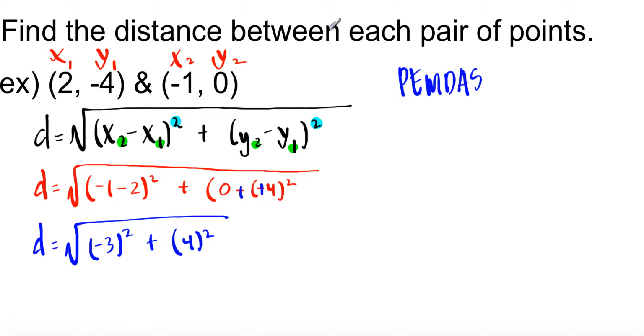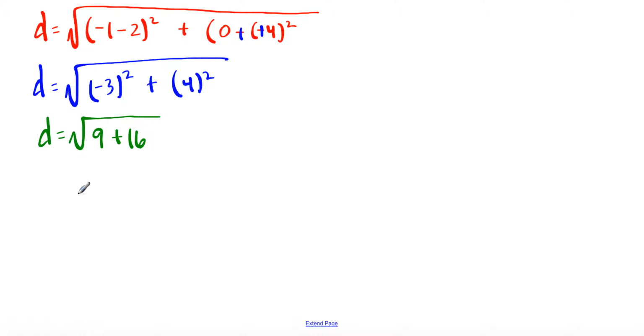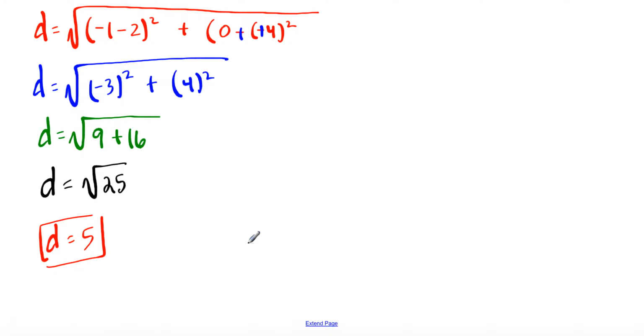All right, now we're ready to do our exponents. Anytime you square a number, it's always positive. So -3 squared is +9 plus 4 squared is 16. Working our way underneath the radical, 9 plus 16 gives us the square root of 25, and the square root of 25 is just 5. So the distance between those 2 points would be 5 units.